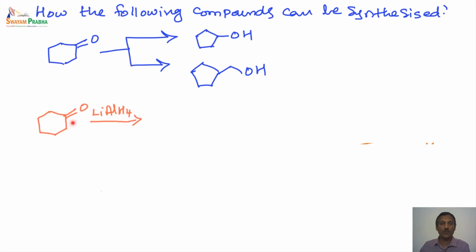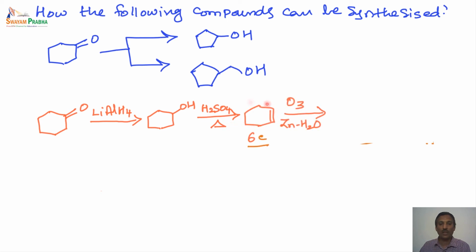So the first step is the carbonyl compound can be reduced to the hydroxyl derivative using lithium aluminum hydride, and we can do the dehydration reaction which produces the cyclohexene. This is having the 6 carbon unit, and this on ozonolysis with zinc and water produces the dialdehyde.